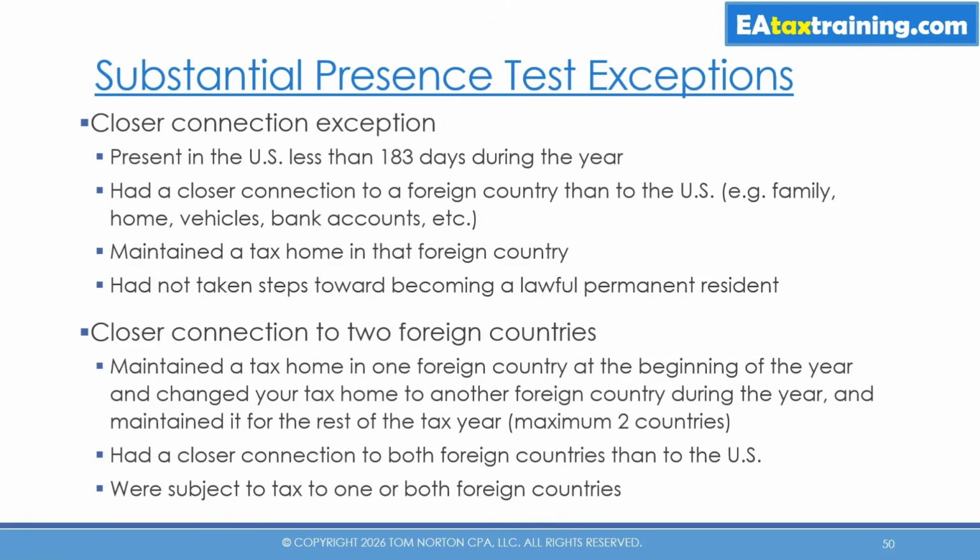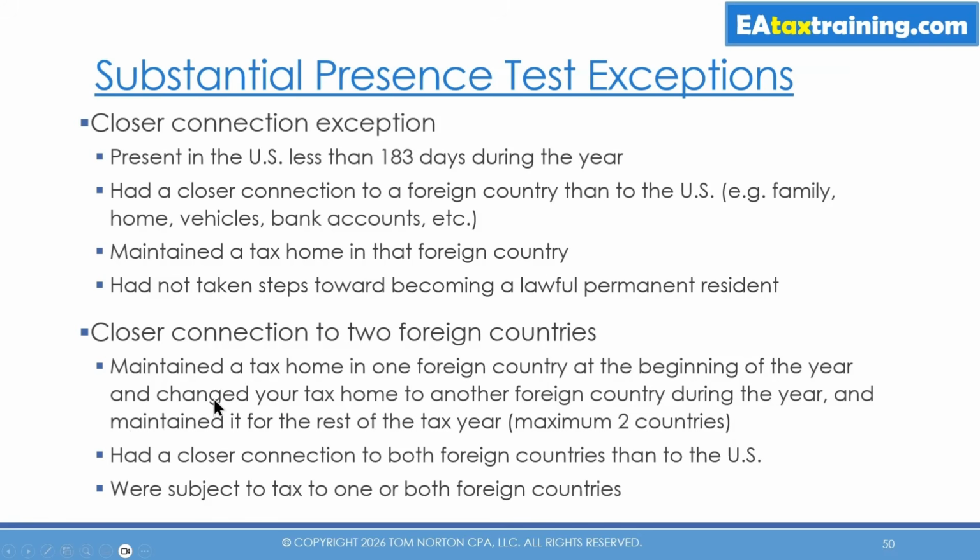In other words, they're not trying to become U.S. citizens or permanent residents. So if all of those things are true, they're just here in the United States temporarily, was less than 183 days. Their home is really in a foreign country, then we are not going to count any days that they stayed here this year towards the substantial presence test.